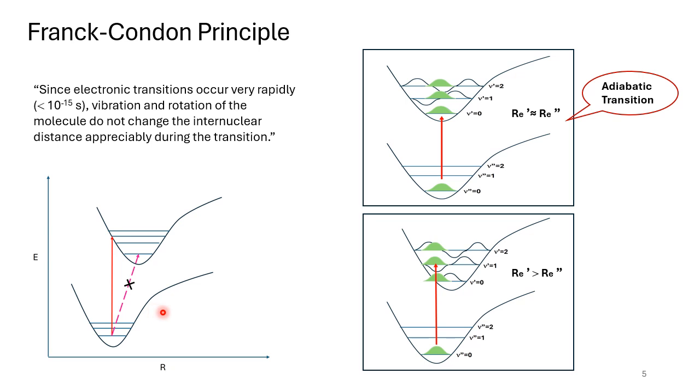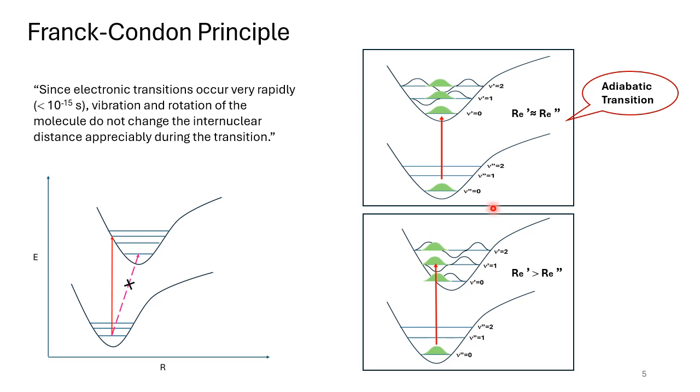So again, if we look from the wave function point of view, we can state that the most likely or most favorable transitions are those which show the maximum overlaps of the wave functions. So I have shown here the wave function of different levels. When excitation occurs, the molecule can go to any of the vibrational states of the excited state.